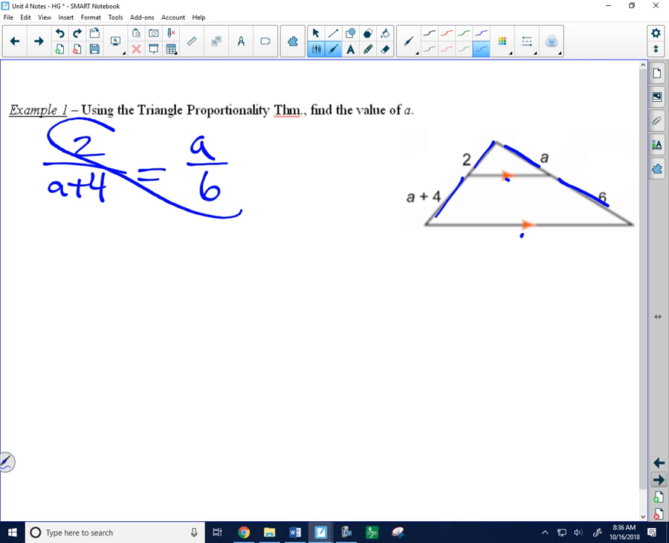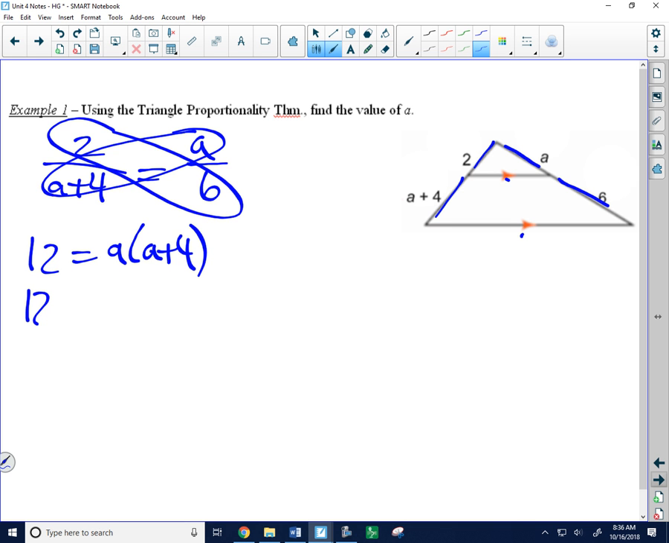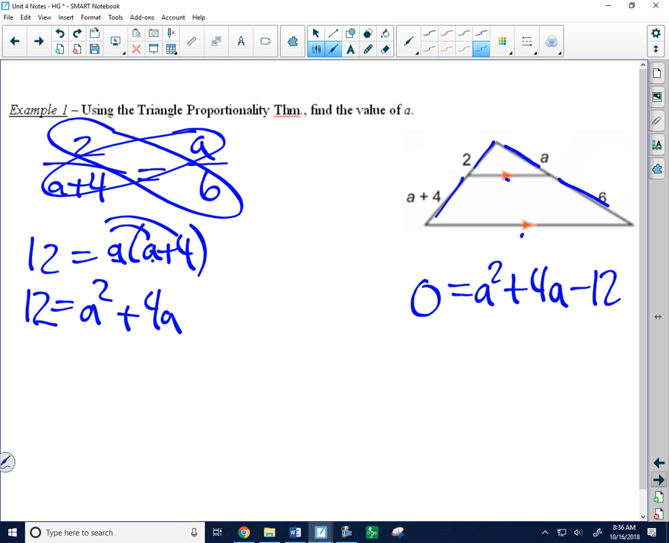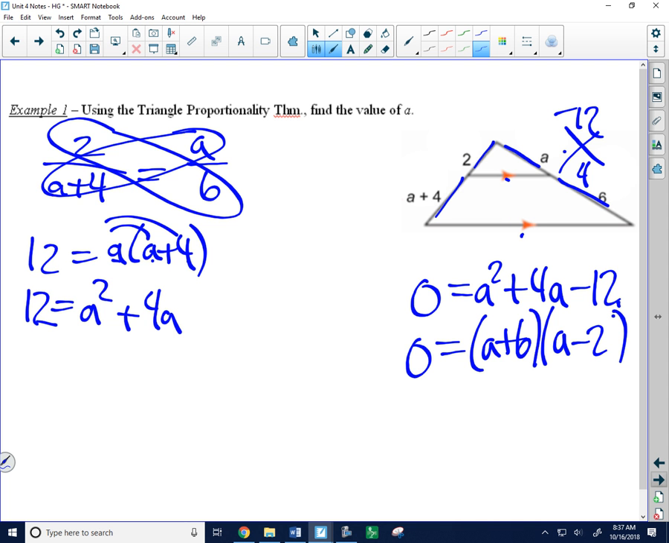And we're going to cross multiply. 2 times 6 is 12. Remember here, it's really A times A plus 4, so you have to distribute. A squared and then 4 times A is 4A. We do get something with a square, x squared, x, and a number, so I'm going to have to subtract 12 and factor. So let's factor the trinomial. 2 numbers that multiply to get negative 12 and add to get positive 4. What's out there? Positive 6 and negative 2. Okay, so we get negative 6 when we turn them around, and 2.